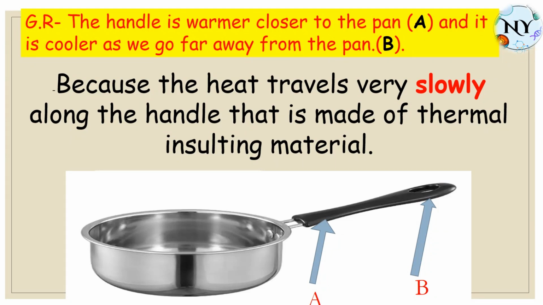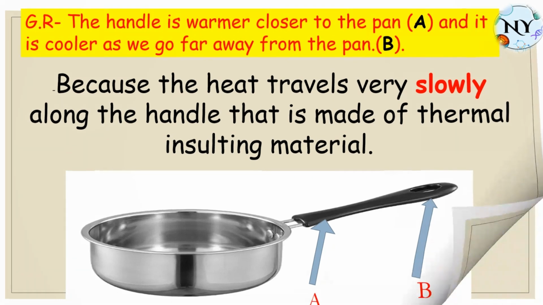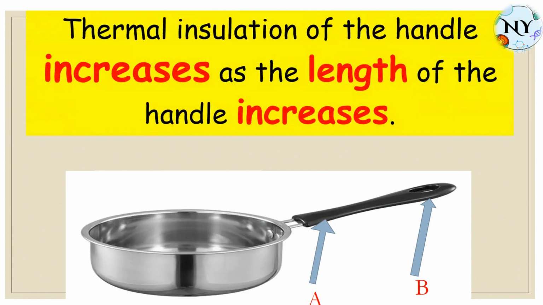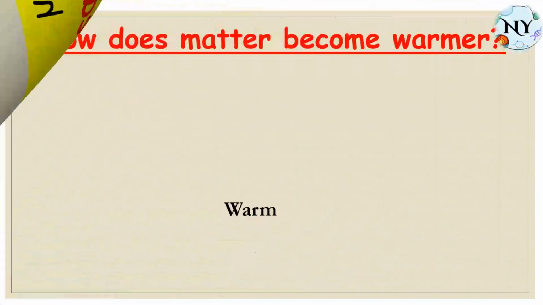When we make the handle of a cooking pan, we have to make it a little bit long to give the heat a chance to travel very slowly along the handle. So the plastic handle is better than the wooden handle, and the longest handle is better than the shortest handle. So we can say here that thermal insulation of the handle increases as the length of the handle increases.